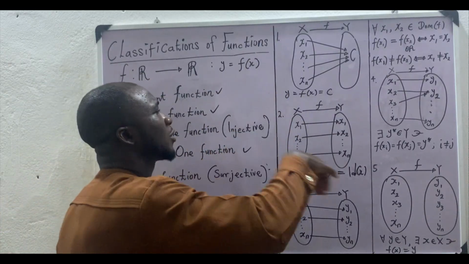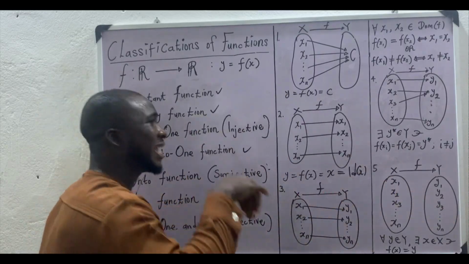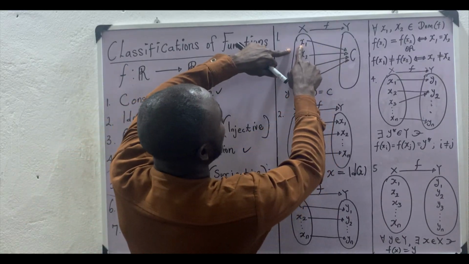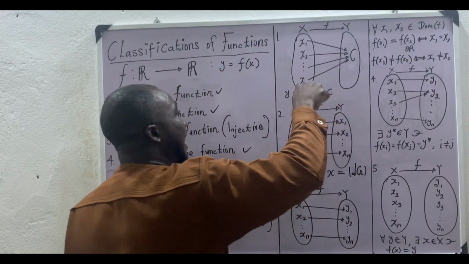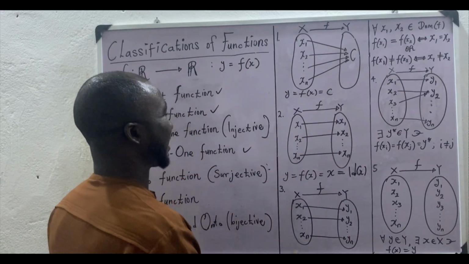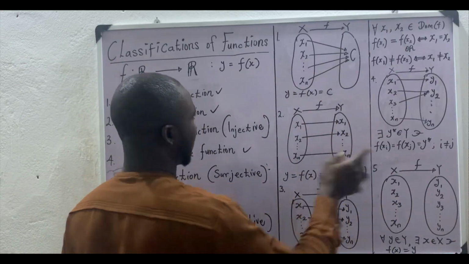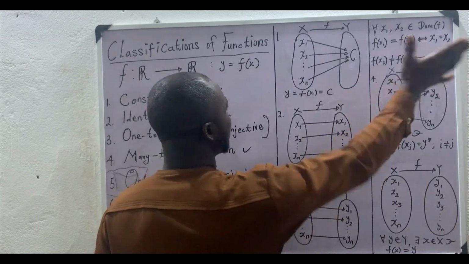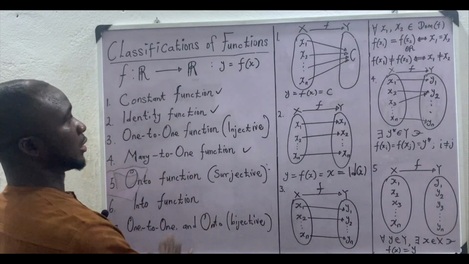Here, the function assigns every element in its domain to a single value or image in its range. Here, the function assigns s1 to c, s2 to c, s3 to c, until it assigns sn to the same c. It assigns every element in its domain to a single value in its range. And the rule y equals f of x is denoted by c, the single value that this function maps all the elements in its domain to.